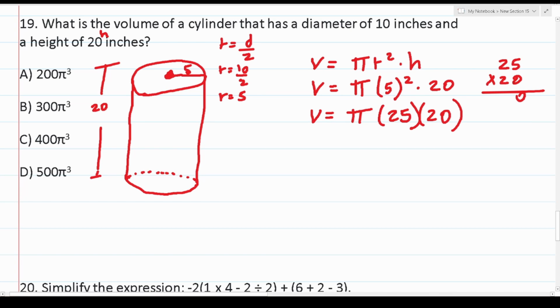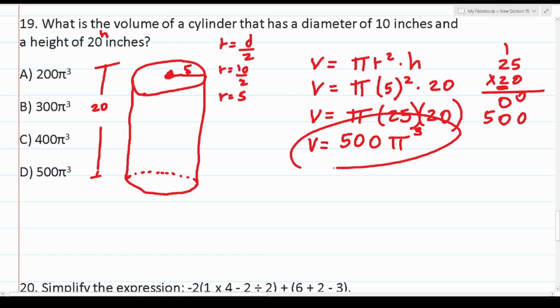5 times 0 is 0. 2 times 0 is 0. Before we start multiplication with this 0, we have to bring in a 0 placeholder. 5 times 2 is 10, so carry a 1. 2 times 2 is 4, plus 1 is 5. So as we can see, this becomes 25 times 20, which is 500. This is 500 pi, and volume's always given in cubic measurements. So this is volume equals 500 pi cubed, which we can see is D. Okay, so that's that one.